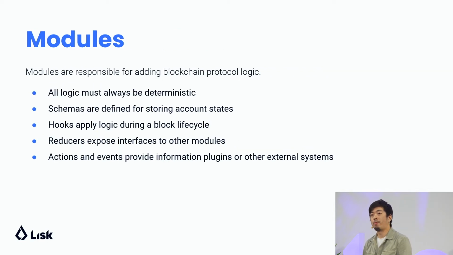So in summary, modules are responsible for adding blockchain protocol logic. All logic must be deterministic. Schemas are defined for storing account state. Hooks apply logic during the block lifecycle. Reducers expose interfaces to the other modules. And action and events provide information to plugins or external systems.